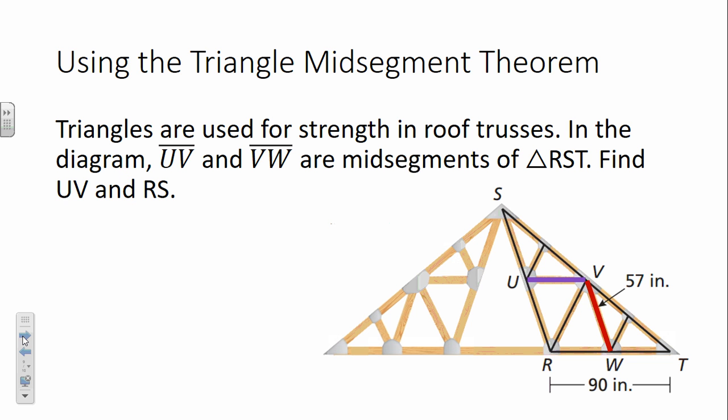So we want to know what is the distance between U and V, this purple length. How long is it going to be? 45. Why 45? Half of the one it's parallel to, half of 90. Does everyone see that? Okay. And then VW is the red one. What's it going to be? Oh, it is 57. What does that mean? Times it by 2 and you'll have RS, won't you? So what's 57 times 2? 114. 114 will be the length of SR, or the distance between S and R. That's all we're doing. We can do this, right?